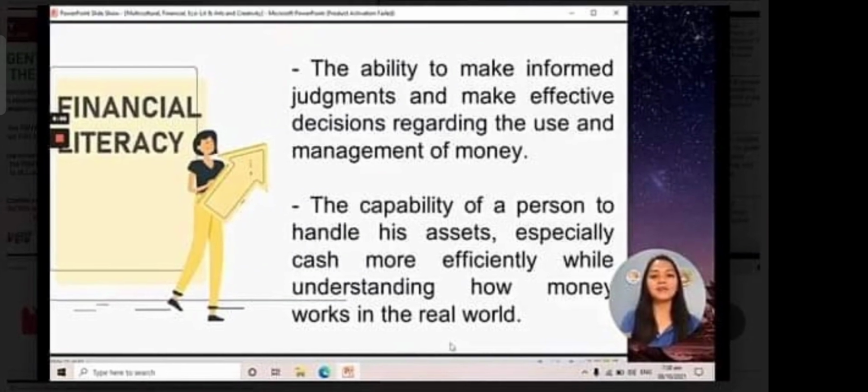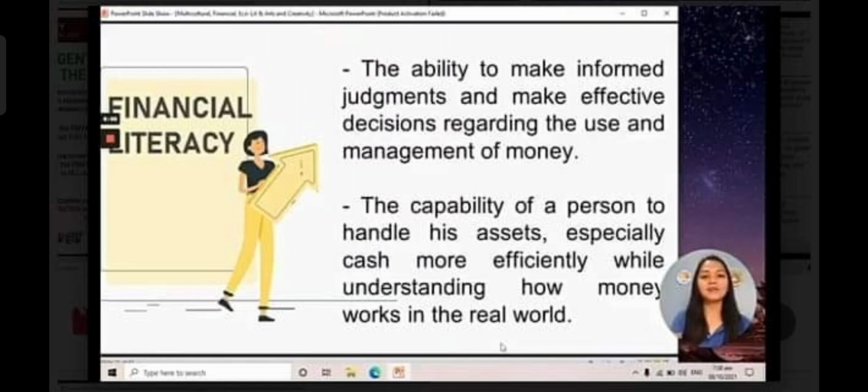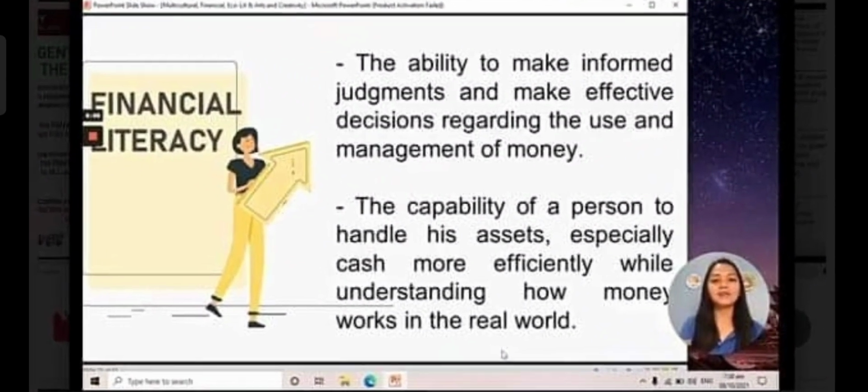So when you talk about literacy, it is the ability to make informed judgment and make effective decisions regarding the use and management of money. It is how your money is being managed. How did you budget your money? And of course, the capability of a person to handle his assets, especially cash, more efficiently while understanding how money works in the real world. So, yung alam mo kung paano nag-work yung pera mo in the real world, especially yung meron kang cash, naintindihan mo kung paano siya nag-work in the real world. So, yan ang financial literacy.